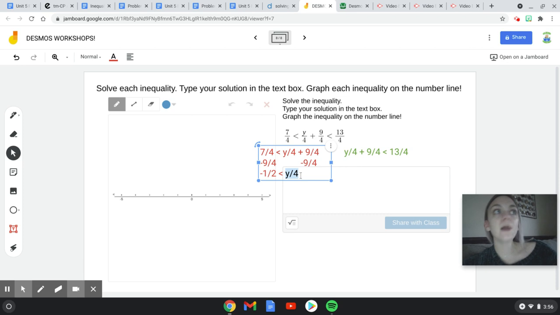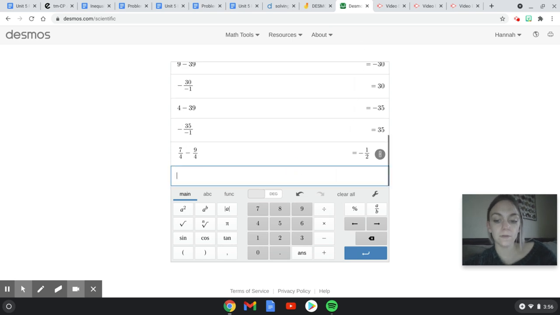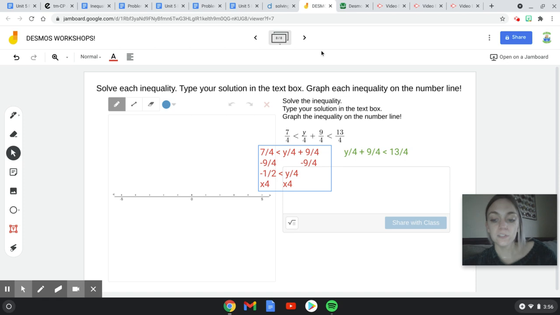So I'm thinking, what is the opposite of division? How can I undo this? And the opposite of division is multiplication. So I'm going to multiply both sides by 4. Multiply both sides by 4. Now I'm going to go back to Desmos, and I've got negative 1/2 times 4. Beautiful. I get a whole number, negative 2. So after all of this is done, I'm just left with negative 2 is less than y.